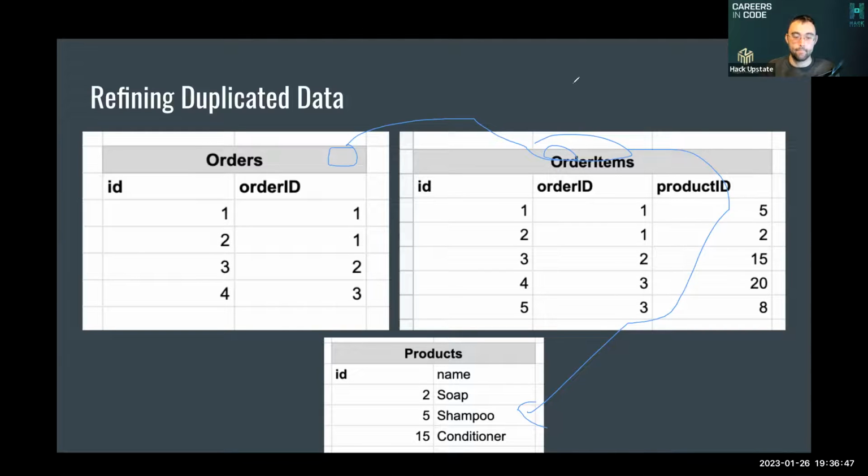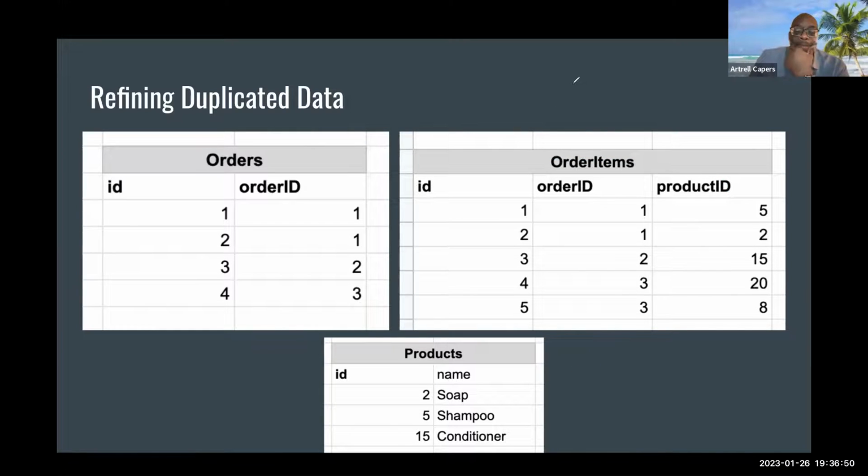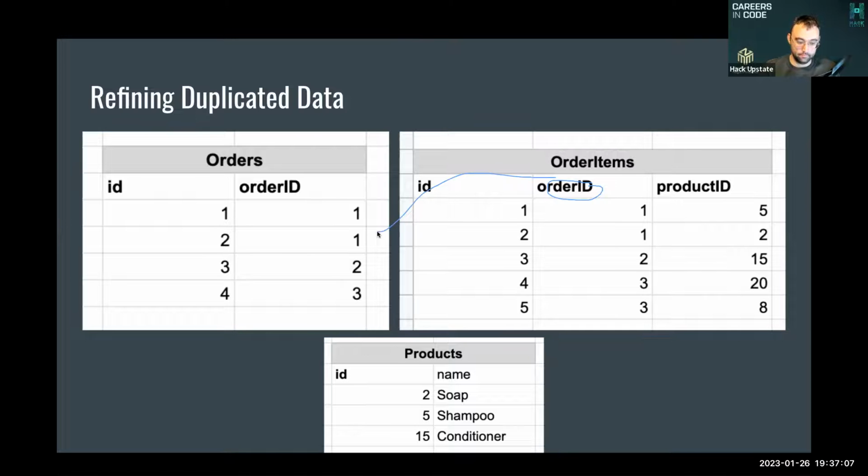Artrell, go ahead. All right, I'm looking at this table, the one that says order items, and the column that says order ID, where there are the 2 3s. The first 3 has ID 4. I see that from the left table that says orders. The second 3 has 5. Is it because it's more than one item for order ID 3? This is the ID of the order item, not of the order itself or of the product.